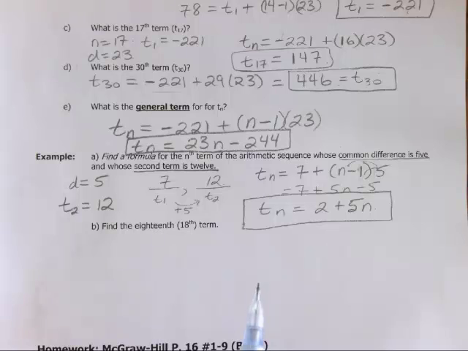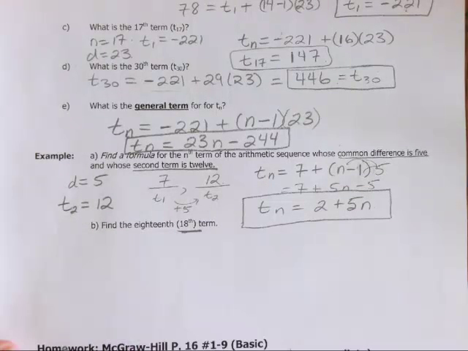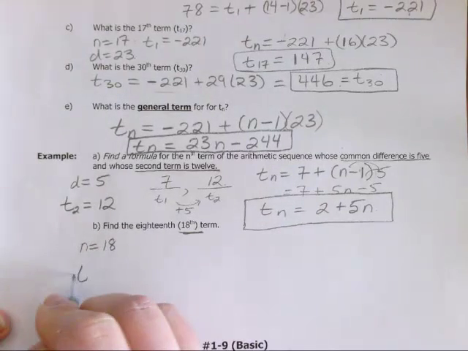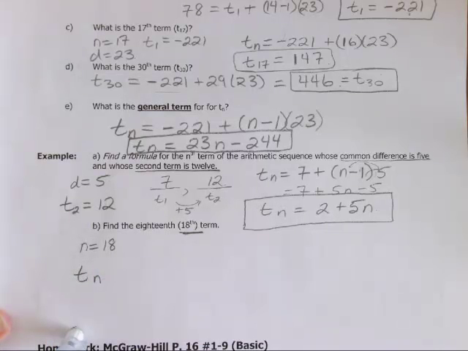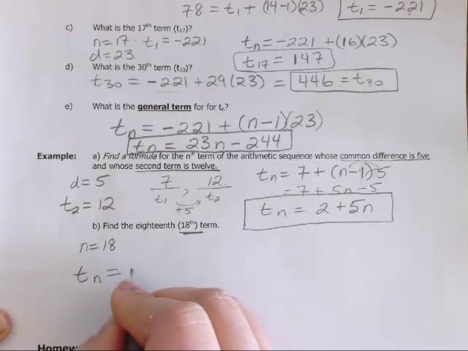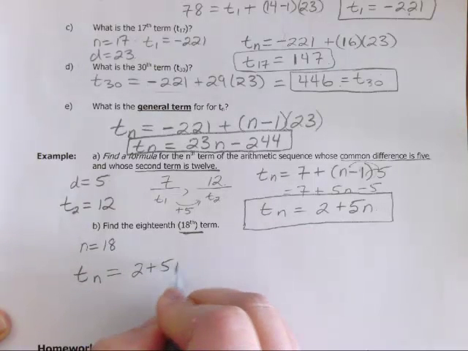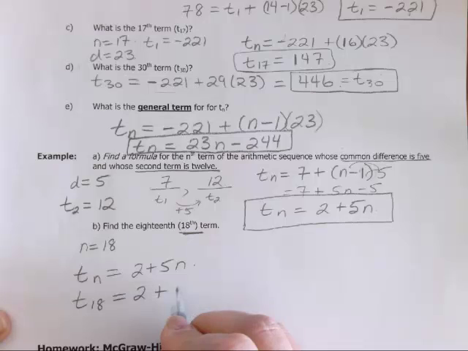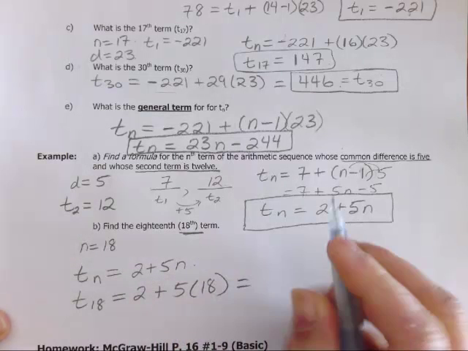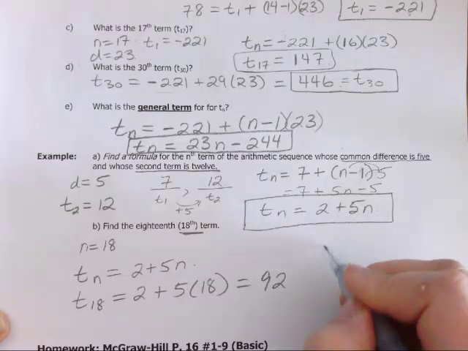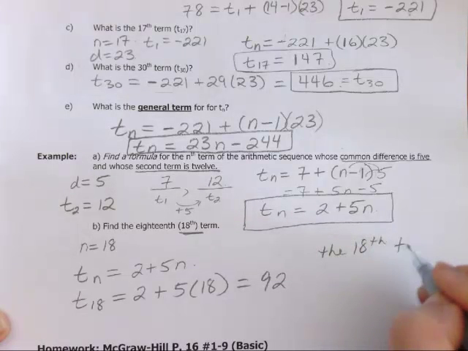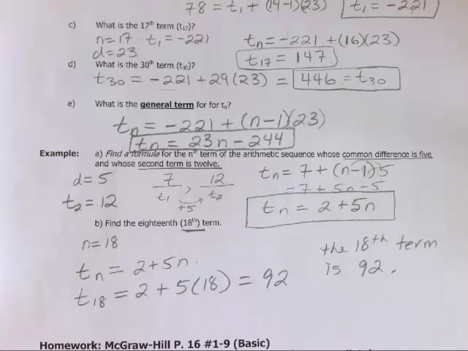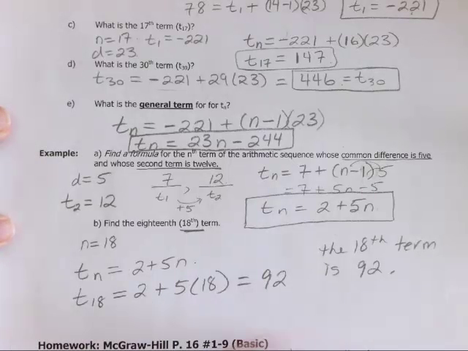term in the sequence. So if I wanted to find the 18th term, I would say n equals 18, and then I would use that general term that I found up there, substitute the 18 for the n, and it's as simple as that. So the 18th term is 92.